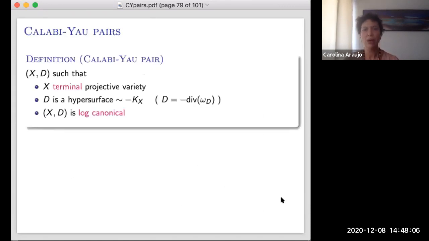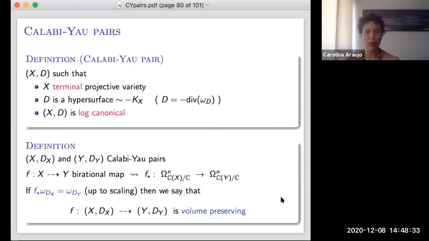Now let us go back to Calabi-Yau pairs. As I said, that factorization program is for any birational self-map of P^n. Now we want to look at what happens in the case where we also start with an anticanonical hypersurface. So I remind you the definition of a Calabi-Yau pair. Now I need to describe what the morphisms are in this category of Calabi-Yau pairs. This is what we call a volume preserving birational map.